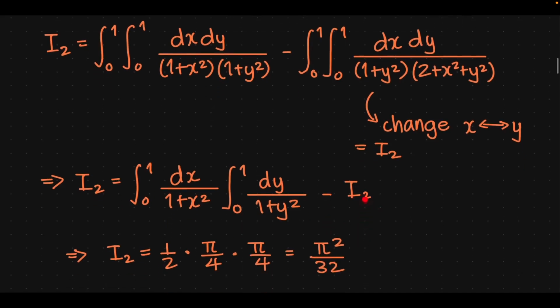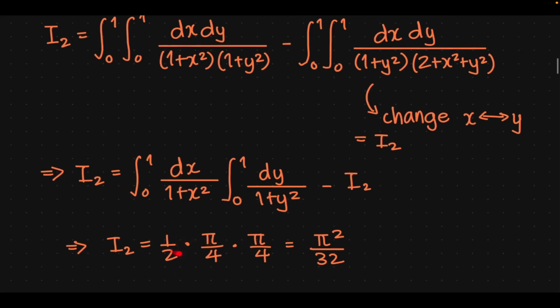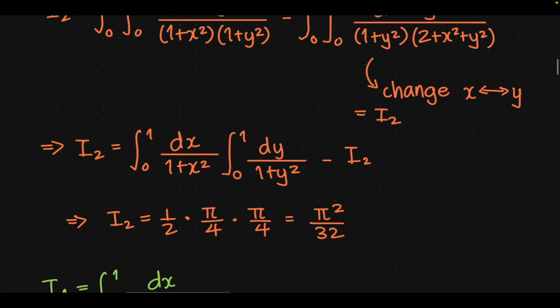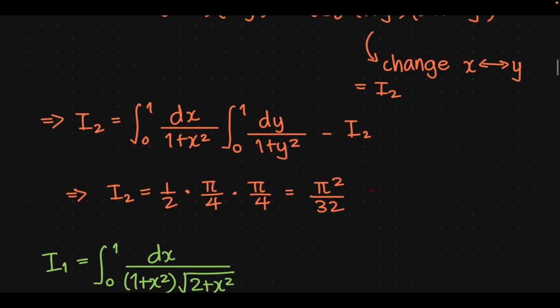We can add this I2 on both sides. So we get 2 I2, and we divide by that 2, we get a 1/2 factor. This integral is simple. It's inverse tangent of x from 0 to 1, which is pi over 4, and same here. So we have two factors of pi over 4 and a 1/2 from the 2 I2. So we have pi squared over 32, because 4 times 4 is 16, times 2 is 32. That's it. That's I2 solved.